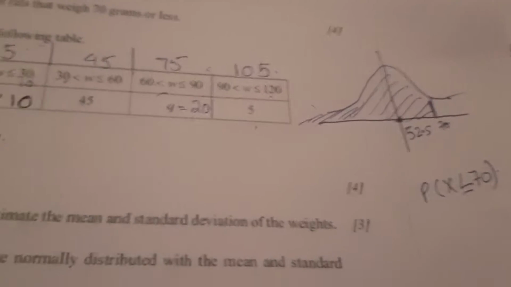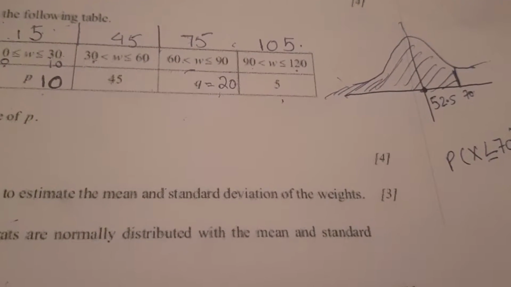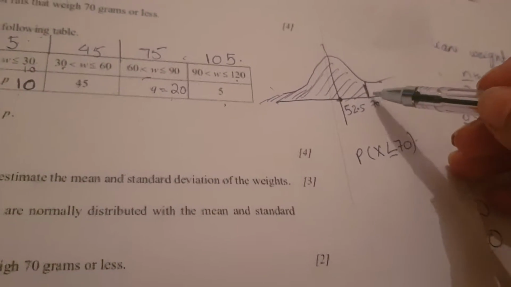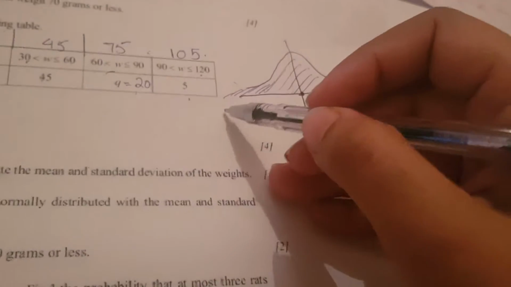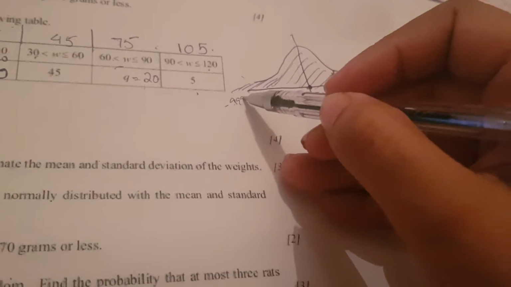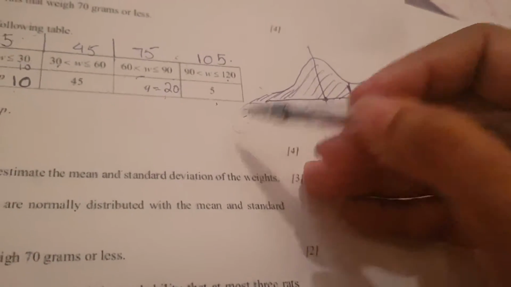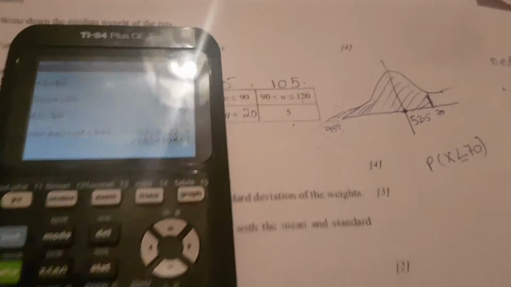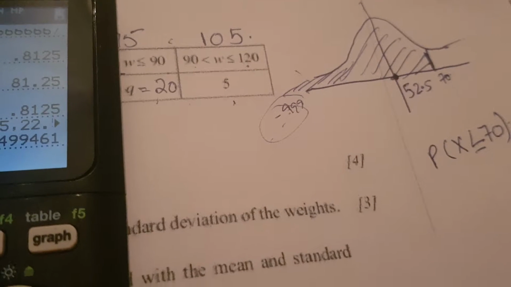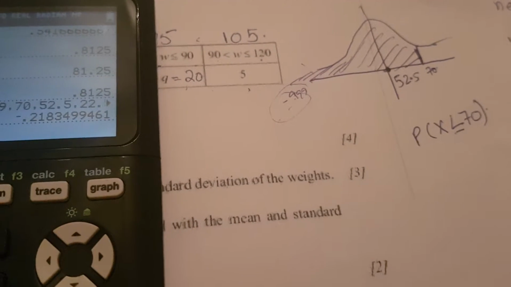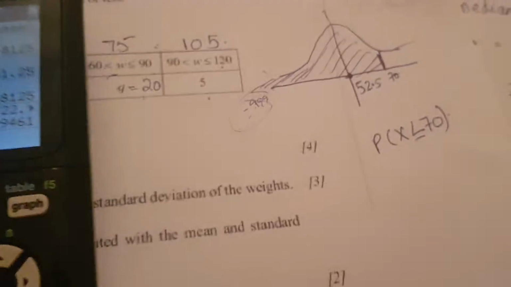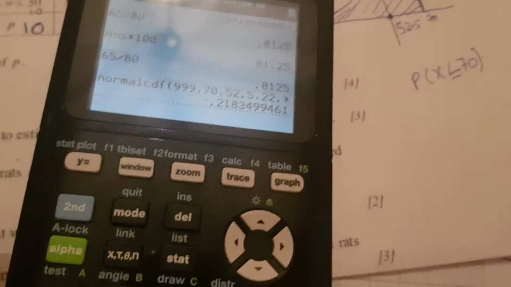If you concentrate on this normal distribution curve, your upper limit will be 70, whereas your lower limit is negative 999, or any big negative number. It can be negative 100 also, no problem. It's my habit of inputting 999. If it's the upper limit, I'll put positive 999, for the lower limit, negative 999. All right, let's plug these values into our calculator.